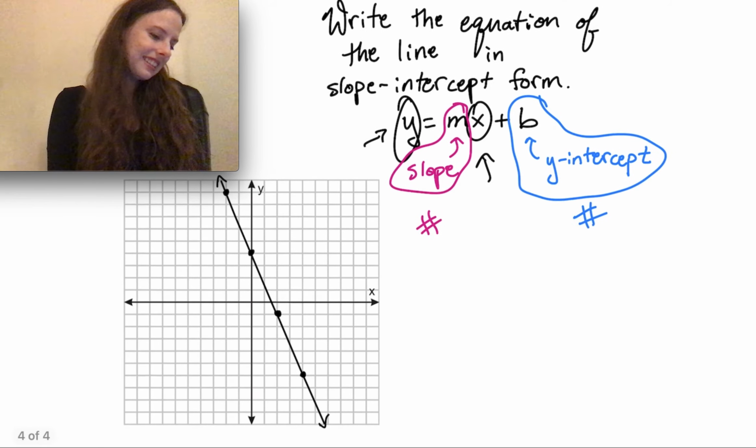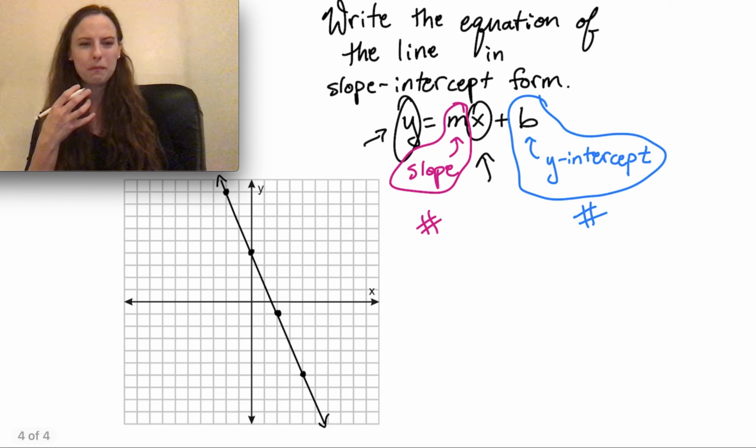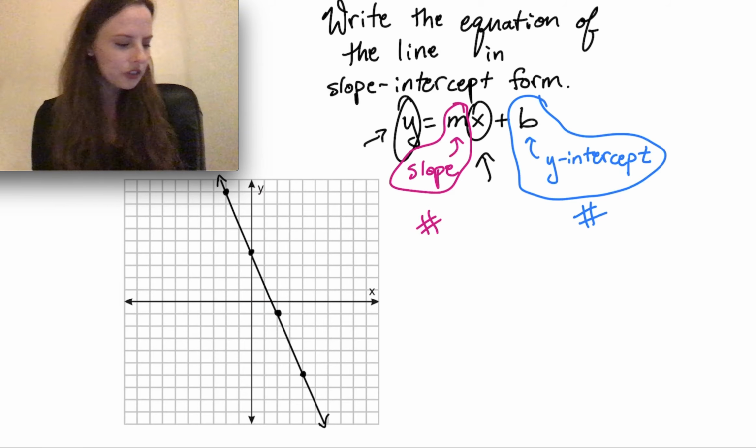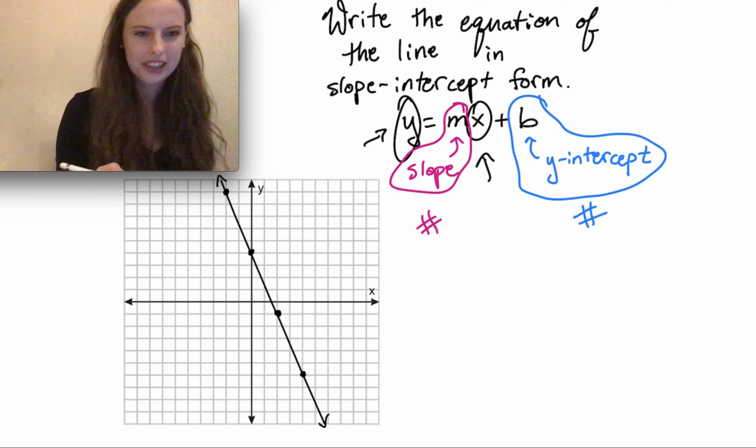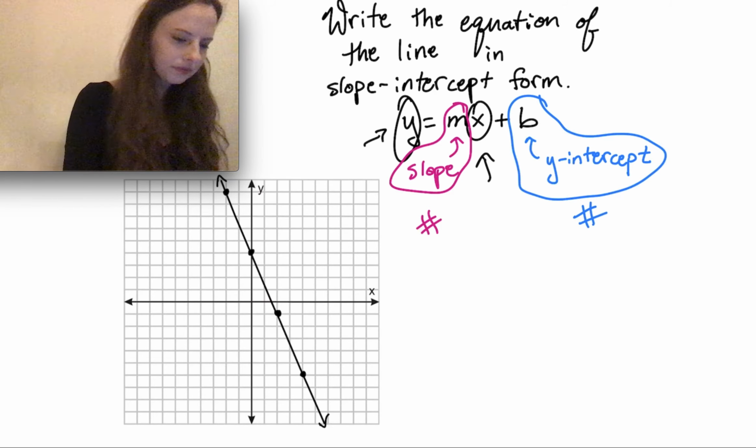So in this case, we're going to have to get those numbers from the graph. So let's turn to the graph now and see if we can figure out the slope and the y-intercept of this line that we're given.